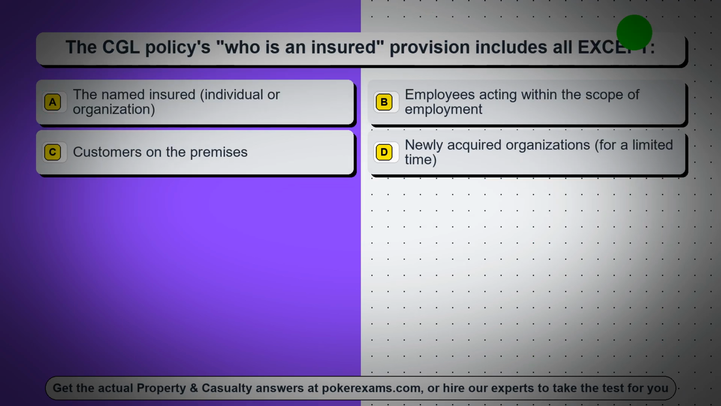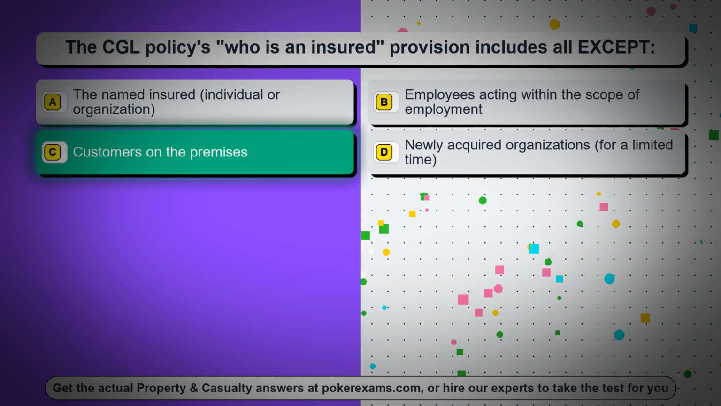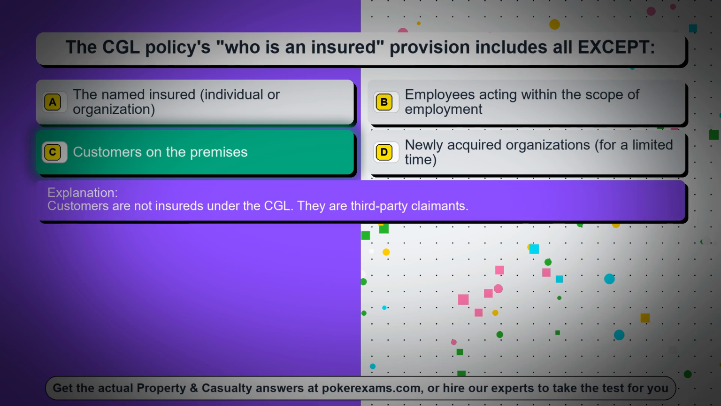Question 6. The CGL policy's who is an insured provision includes all except, Option A, the named insured, individual or organization, Option B, employees acting within the scope of employment, Option C, customers on the premises, Option D, newly acquired organizations, for a limited time. The correct answer is Option C, customers on the premises. Customers are not insureds under the CGL, they are third-party claimants.